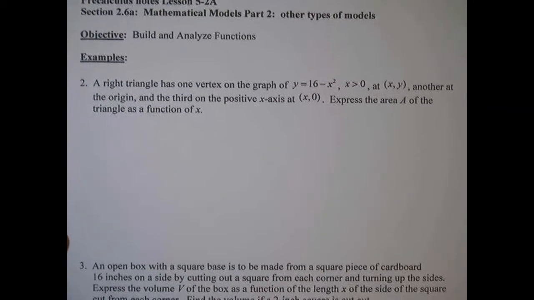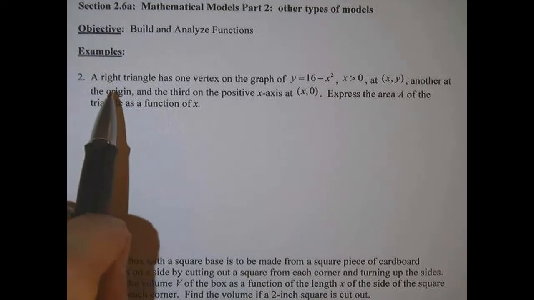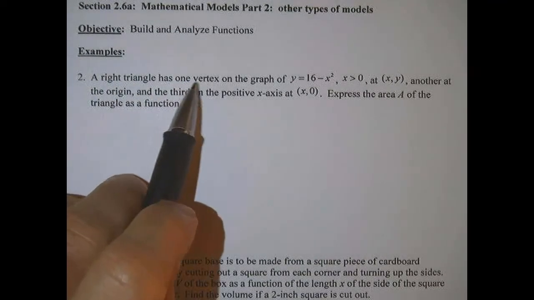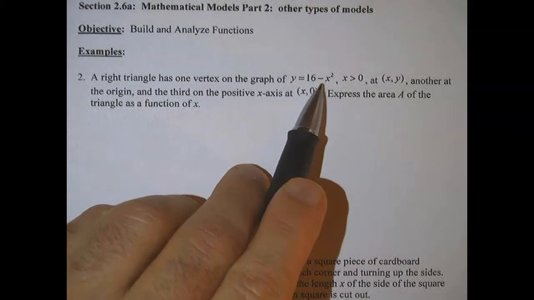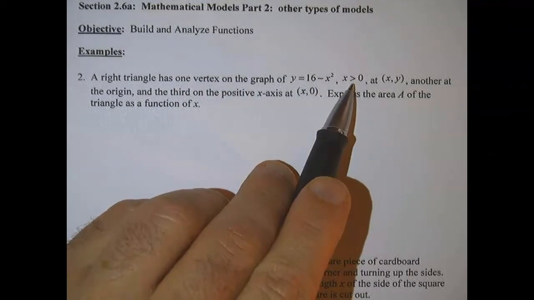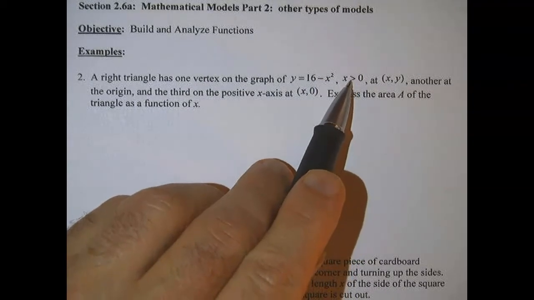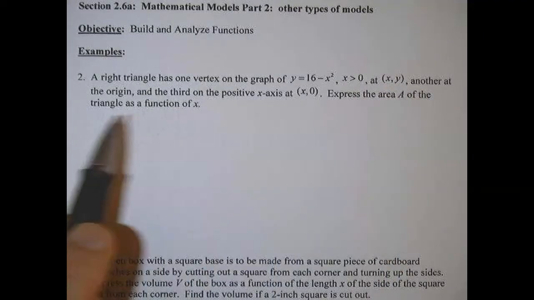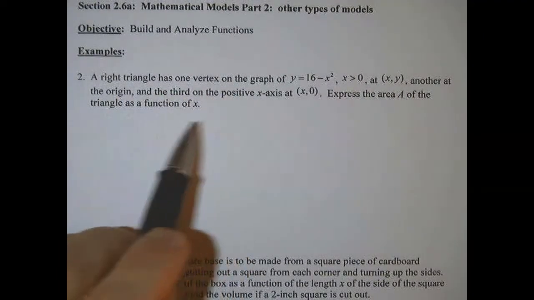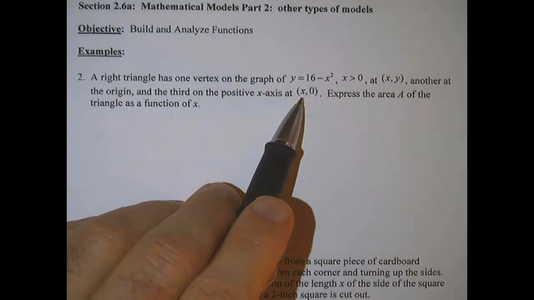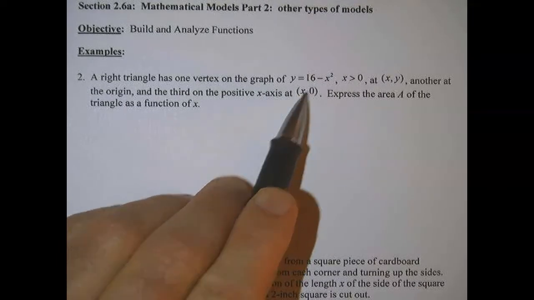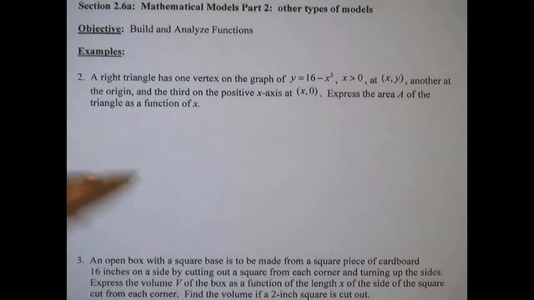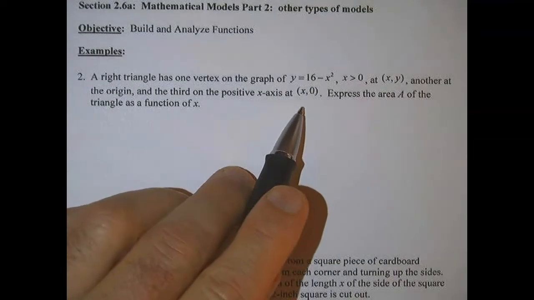Now what we're asked for here is a right triangle has one of the three vertices on the graph of the curve, and that's at the variable location. And they're telling us which quadrant it's in at x, y. Another is at the origin, and then a third point is on the positive x-axis at x, 0. And this x is going to be related to the x here, so it's the same variable. So you'll see once we start to graph this.